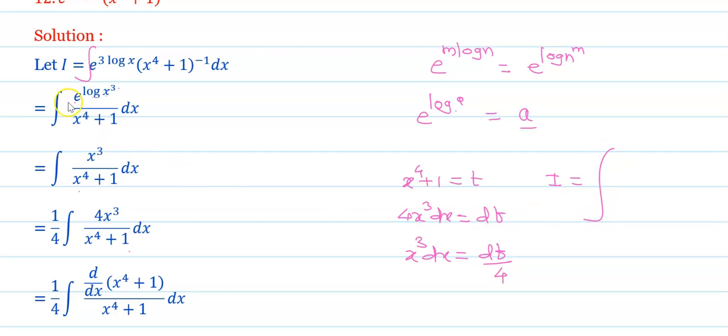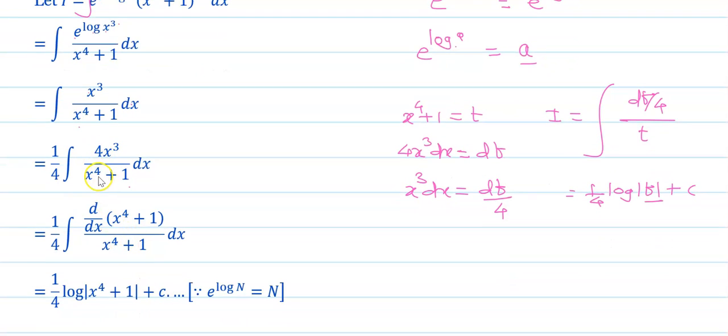What about the integral? The integral of x cube into dx has the value dt by 4. Here dt by 4 comes. And what about the denominator? The denominator has t. Take 1 by 4 outside. Then what about its integral? Log of mod of t plus c. Replace the value of t. Similarly here you can also do it like this: the integral of f dash of x upon f of x is log of mod of f of x plus c.